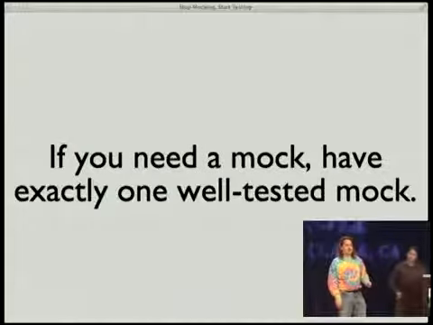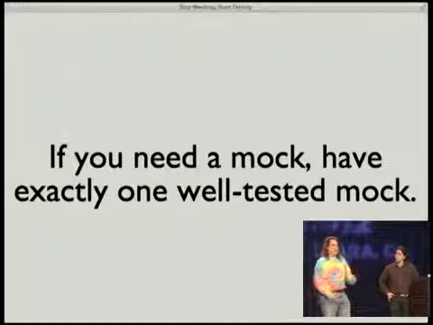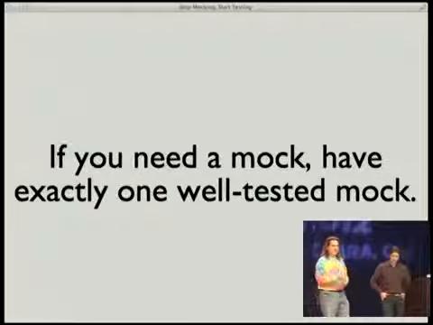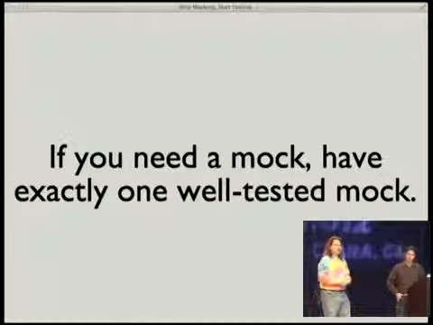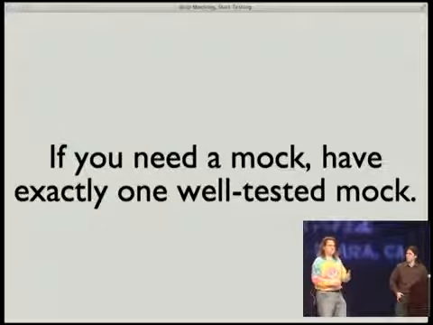And if you need a mock, you should have exactly one well-tested mock. And by well-tested, we mean you write your test to the interface of what the mock object is mocking, and you run that test against both the mock object and the real implementation, and confirm that both have the same behavior, and that's the behavior that's specified in the interface.